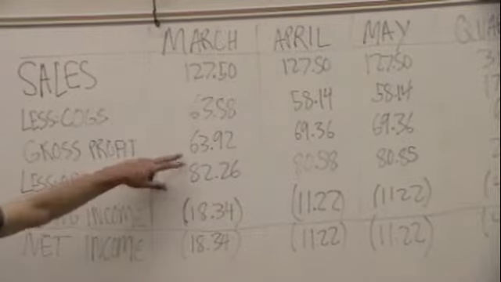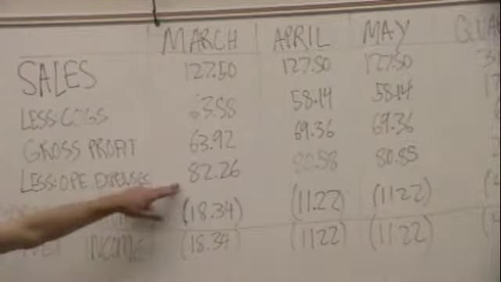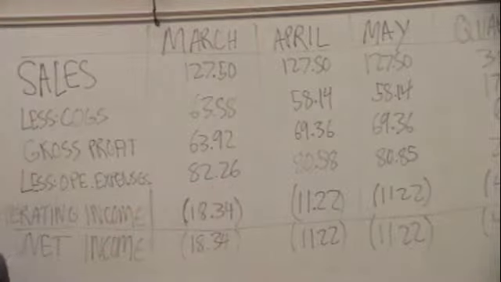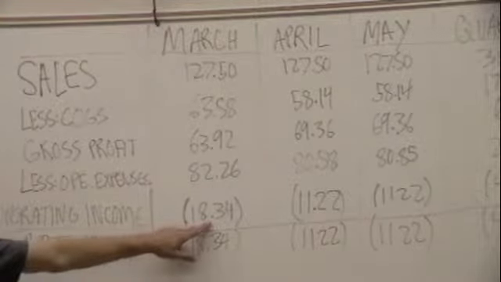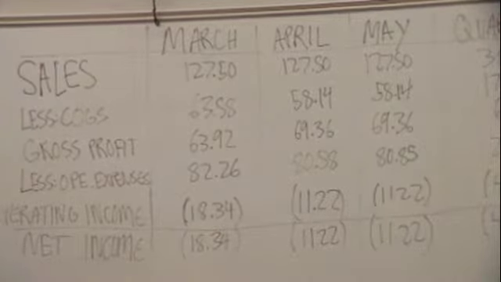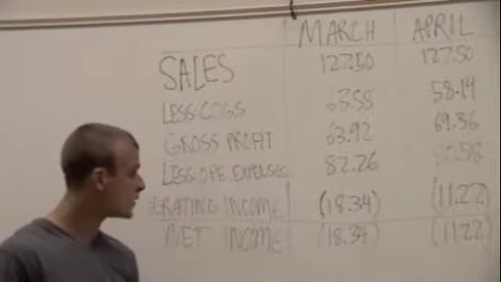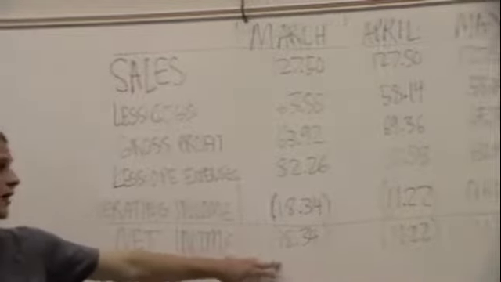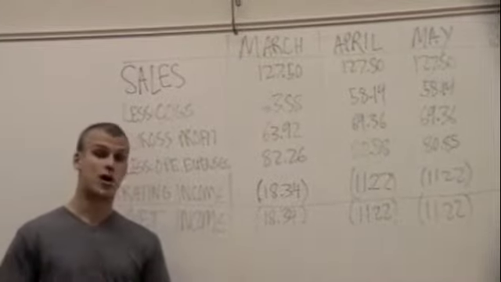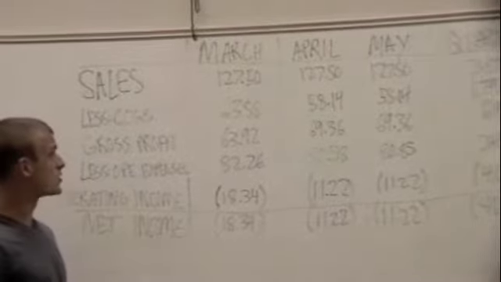So once we have our gross profit of $63.92, we're going to subtract our operating expenses, which was $82.26. So our operating income then is a negative $18.34. And since we had no other expenses such as sales tax or anything, it's the same as our net income. So our net income for the month of March was a loss of $18.34. So let's move on to April.